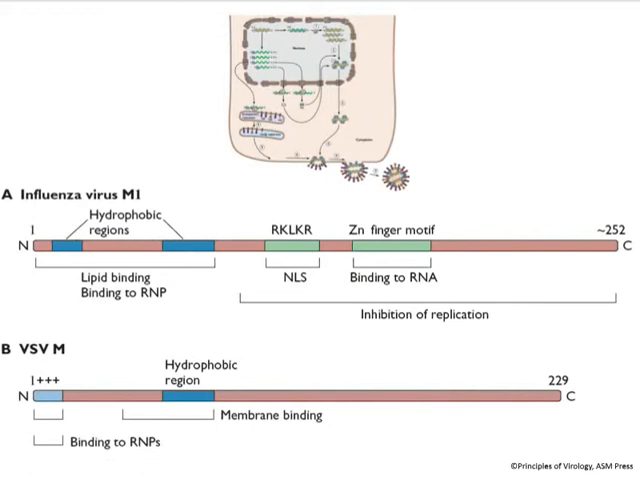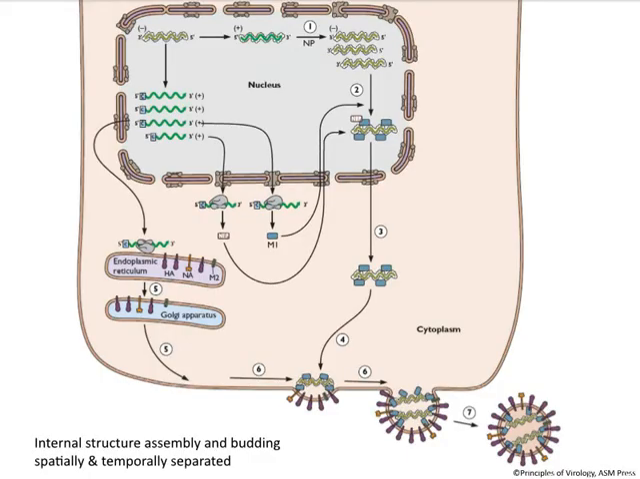The M protein has signals that tell it to go to the plasma membrane. It has hydrophobic regions at the N-terminus. So this allows the protein to go to the plasma membrane. You can see it also has a nuclear localization signal that gets it to the nucleus in the first place. It also has an RNA binding motif. Makes perfect sense, right? Because, look, the M protein has to bind both RNA and the membrane. So that's how it does both.